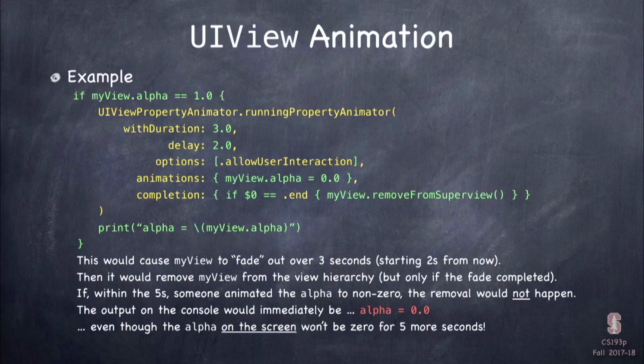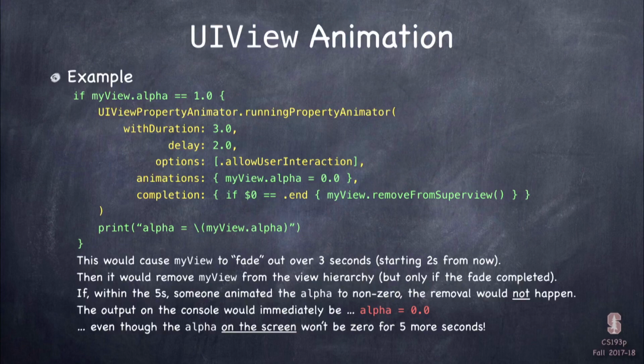So first I'm just checking to make sure that I'm fully opaque, if my view alpha is 1. Then I'm calling the animator here. This animation is going to take 3 seconds to fade out, and it's not going to start until 2 seconds from now. That's what the first two arguments mean. Then I picked one option, just for fun, which is allow user interaction, which means that as it's fading out, gestures and stuff will still work on it. Otherwise, if you don't specify this, then as animation is happening, you won't be able to tap on things or whatever.